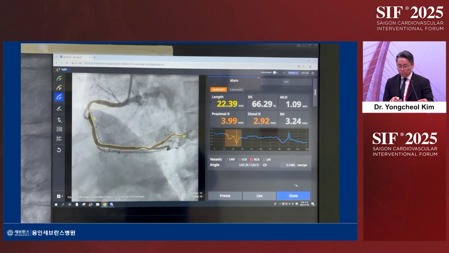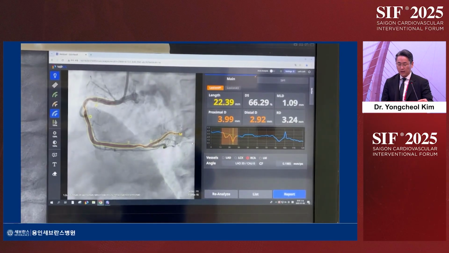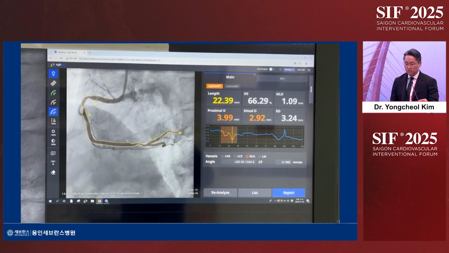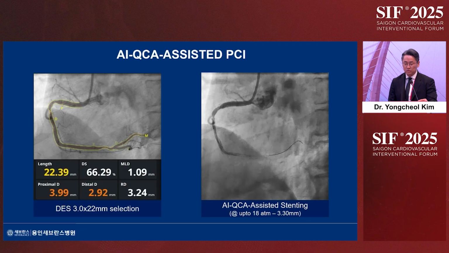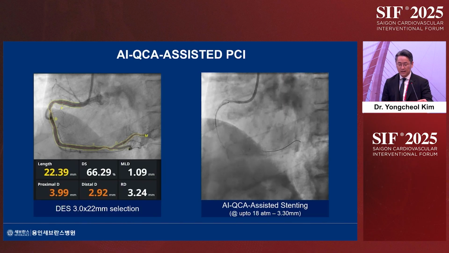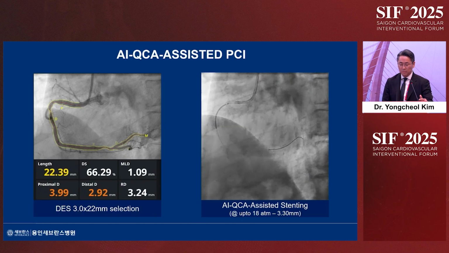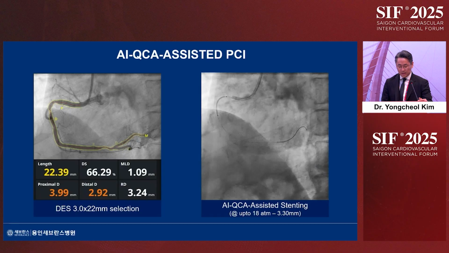So we could move to the distal reference area where I want, and the MPXA program immediately showed the QCA data. So AI-QCA provided 2.92 millimeters of the distal reference lumen diameter and 22 millimeters of the lesion length. So I selected a 3.0 by 22 millimeter stent. Then I could put the stent in where I want using the AI-QCA GPS.